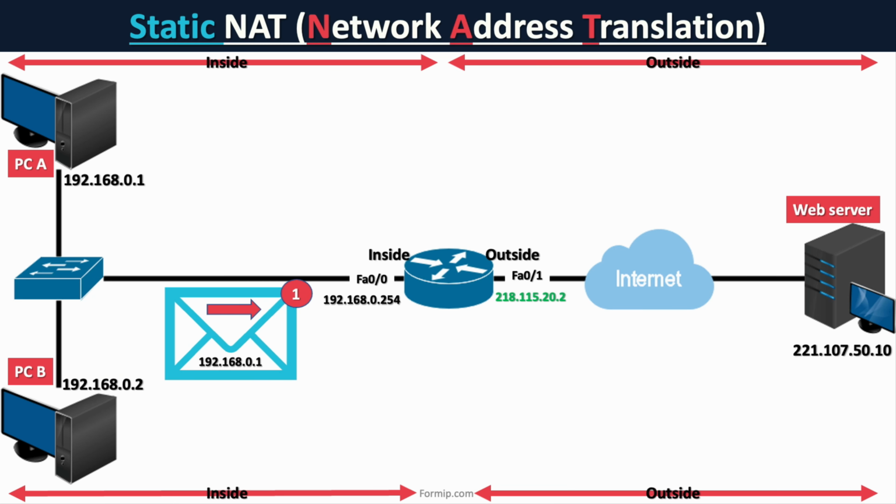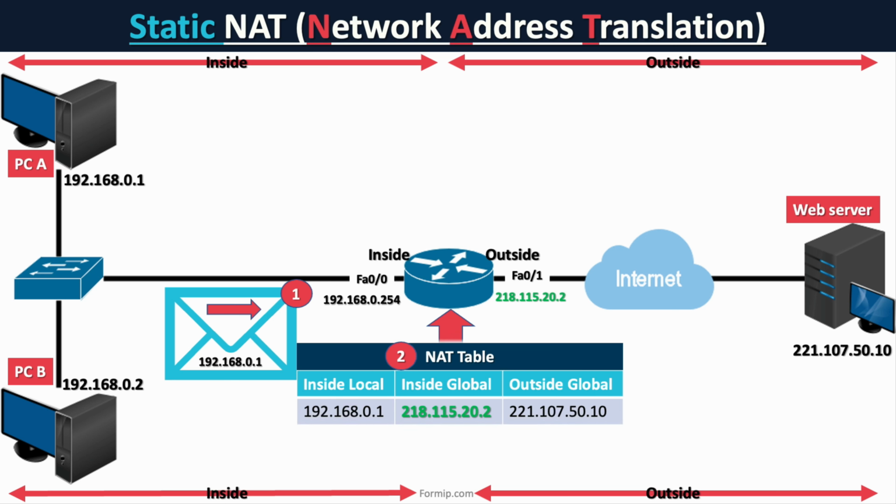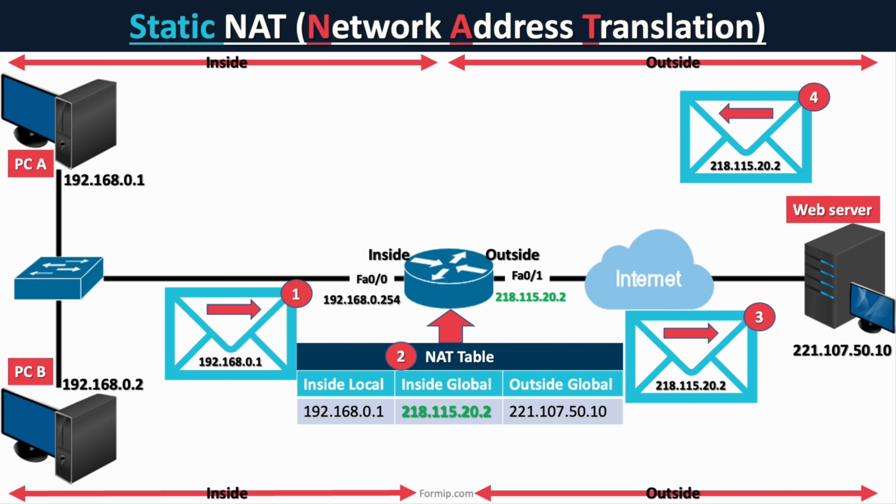As the router finds a match in it, it will replace the internal local source address of the PC, i.e. 192.168.0.1, with the global address translated into 218.15.20.2. This address is the public IP of our router, which allows you to surf the net. Once the translation is done, the packet will be sent. Then, the web server will receive the packet from PCA and will respond to it using the public IP of our router as the destination address.